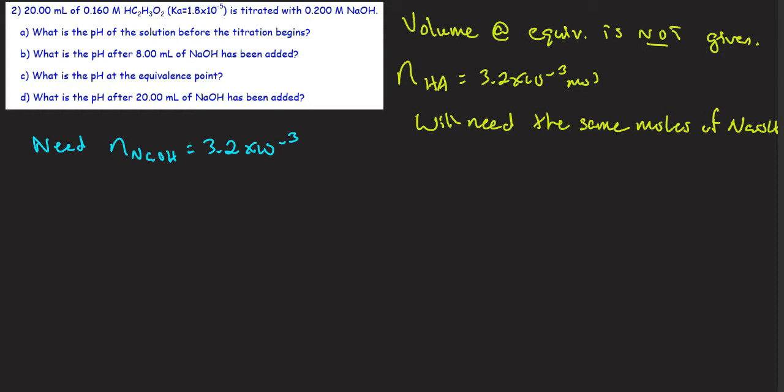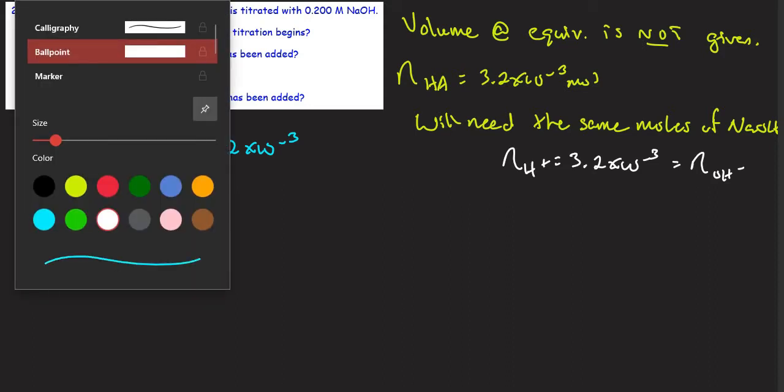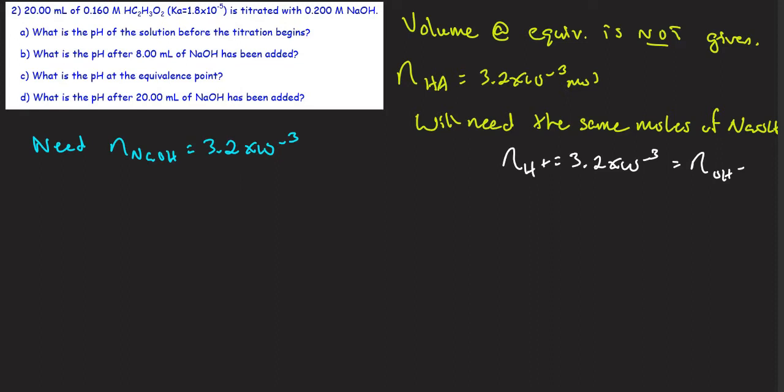Acetic acid dissociates in a 1-to-1 ratio. So we have this many moles of acetic acid. We therefore know that at equivalence, we're going to have the same number of moles of hydrogen ions, right? And because NaOH dissociates in a 1-to-1 ratio also, we need the same number of OH ions. If that were not the case, this calculation would involve another step or two. But let's continue. So we need that many moles of sodium hydroxide, really of hydroxide.